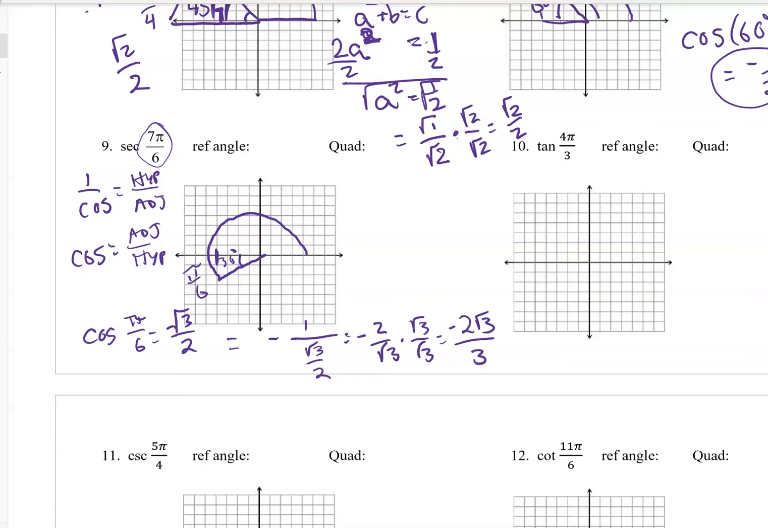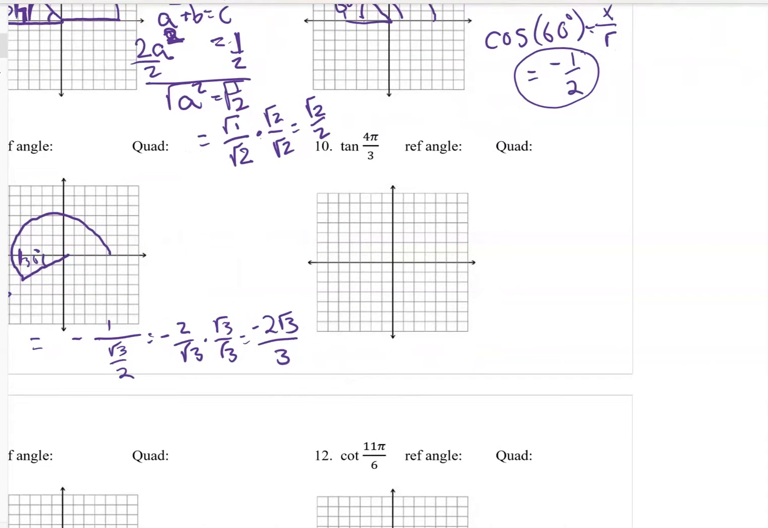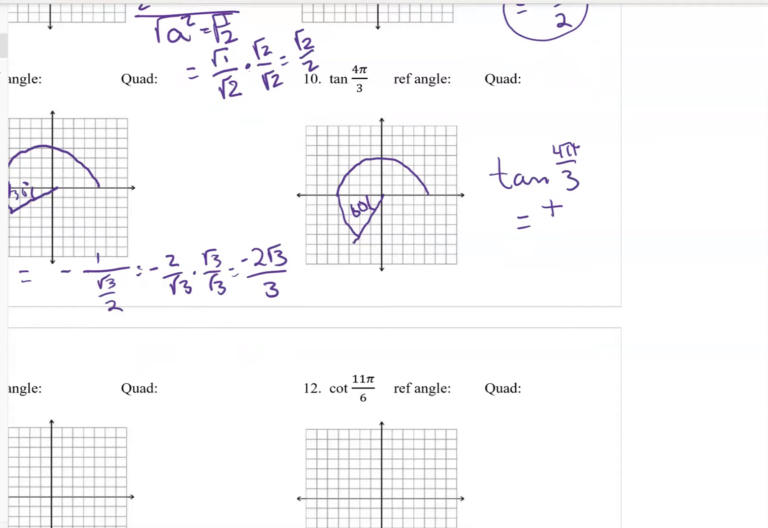Tangent, 4 pi over 3. So 4 pi over 3 is 1 entire pi. And then I'm going to go 1/3 of the way around more, so another 60 degrees. This is my reference angle. So tangent 4 pi over 3. We're in quadrant 3 where tangent is positive.